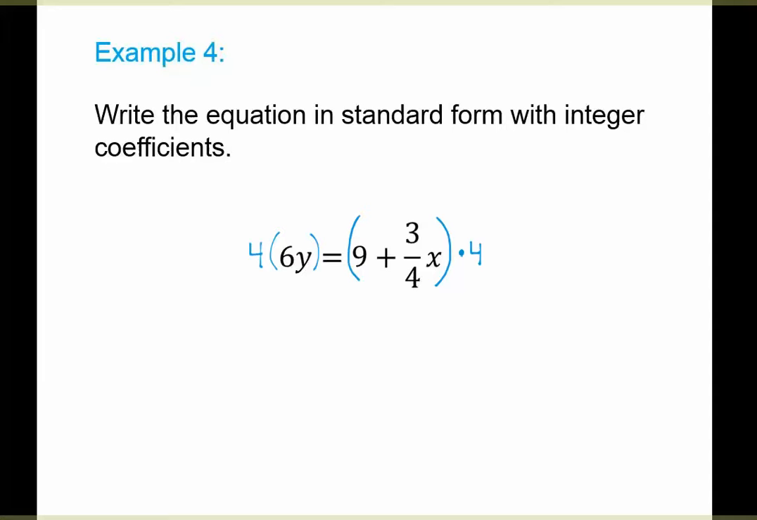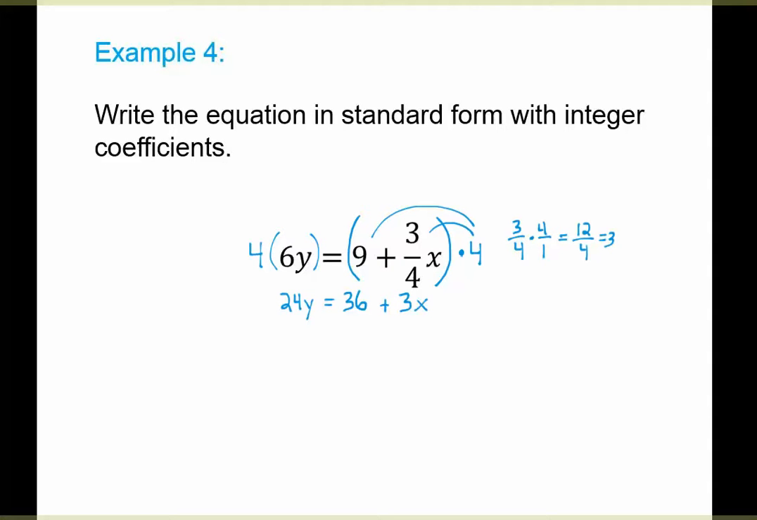4 times 6y, we get 24y. 9 times 4, that's distributive. 9 times 4 is 36. And then 3/4 times 4. Think of that as 3/4 times 4 over 1. 3 times 4 would be 12, 4 times 1 would be 4, so if you need to do a little side work on that, no shame in that game. Pretty easy stuff. 12 over 4, which we know is 3. And that's how we clear the fractions. So this becomes a 3x.